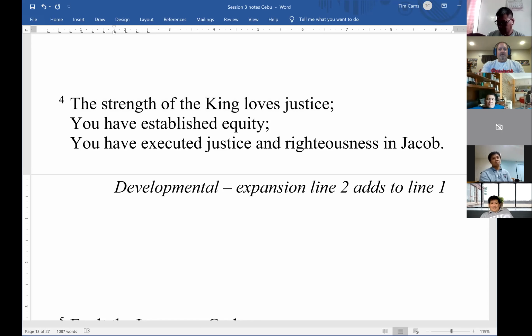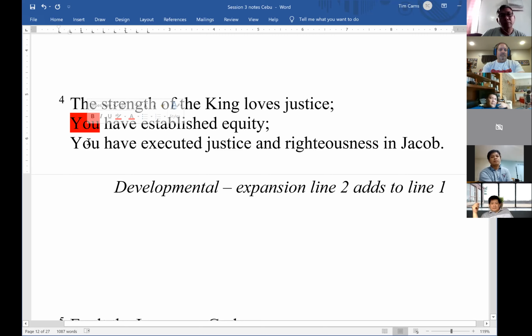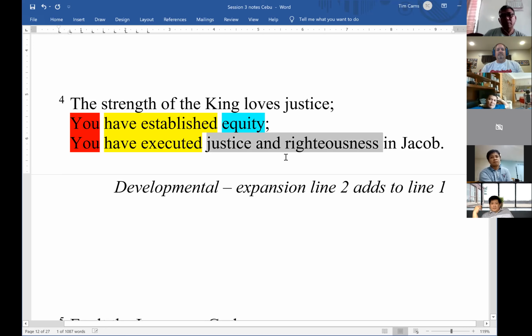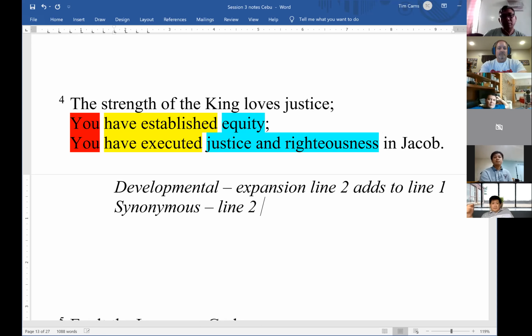Now, is there any relationship between lines 2 and 3? Synonymous. That is synonymous, right? And then we have established, and executed. Okay, you have executed. All right, and then we have what has been established: equity and justice. And then what has been executed. See that? So, line 2 is synonymous with line 3.